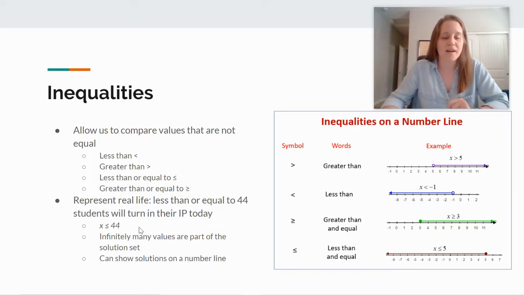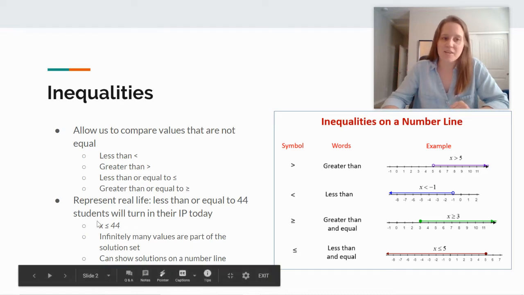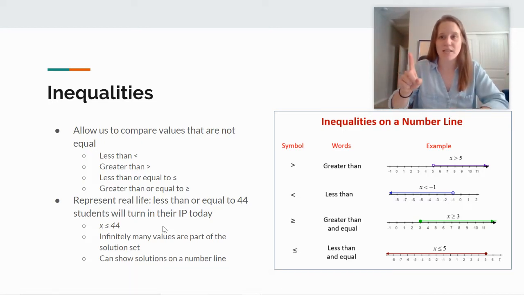Okay. There are infinitely many values that are a part of the solution set. Any value that's less than or equal to 44 is a solution. So equations have one solution, inequalities have infinitely many solutions. And the other thing about inequalities is that because there are more than one solution, there's infinitely many solutions in most cases. We like to show those solutions on a number line.